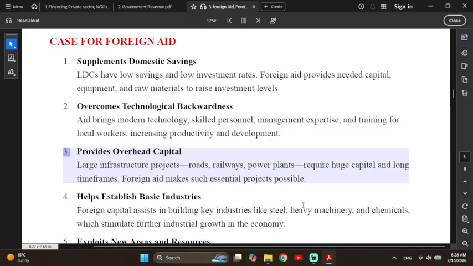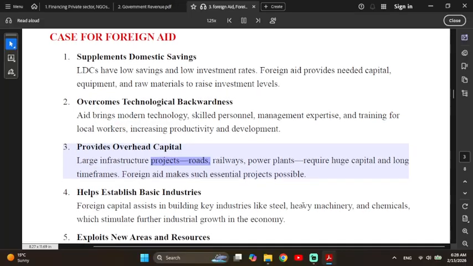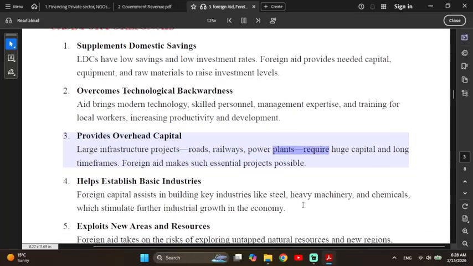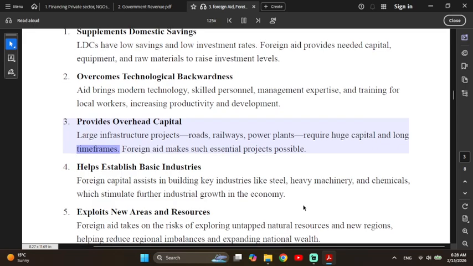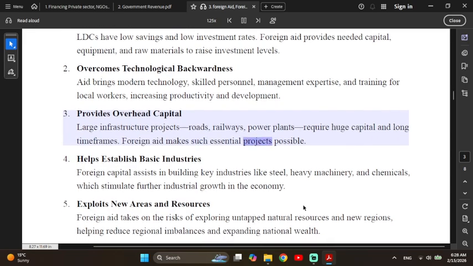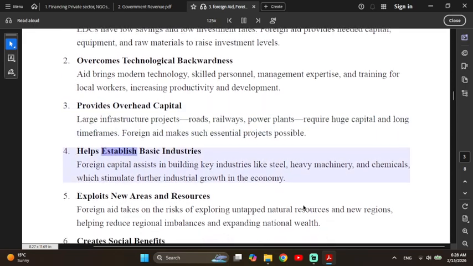3. Provides overhead capital. Large infrastructure projects, roads, railways, power plants require huge capital and long time frames. Foreign aid makes such essential projects possible. 4. Helps establish basic industries.